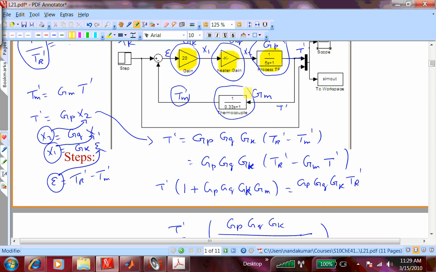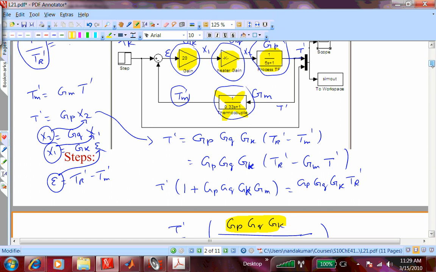If there is no feedback, if I cut this out, what is the relationship between t prime and tr prime? Simply, that's right. So just the product of all the three transfer functions in between. So that is a kind of a non-interacting system in series, right? So you can multiply all three of them, and that is called the open loop part. That appears in the numerator.